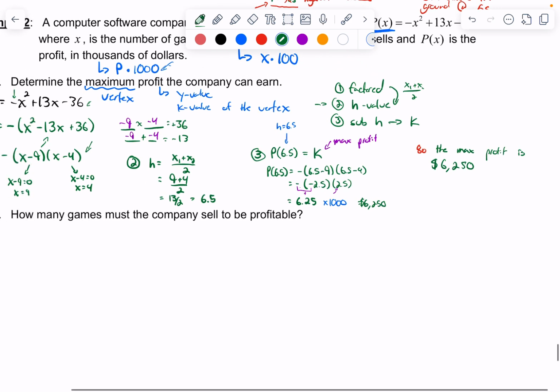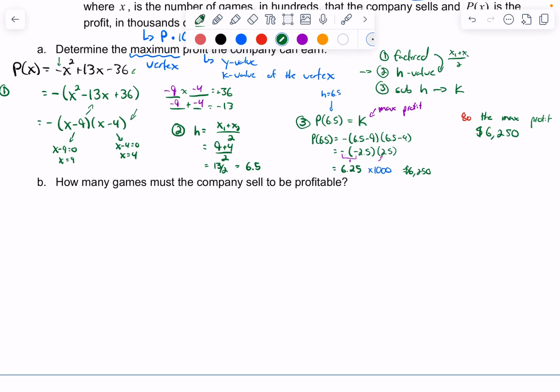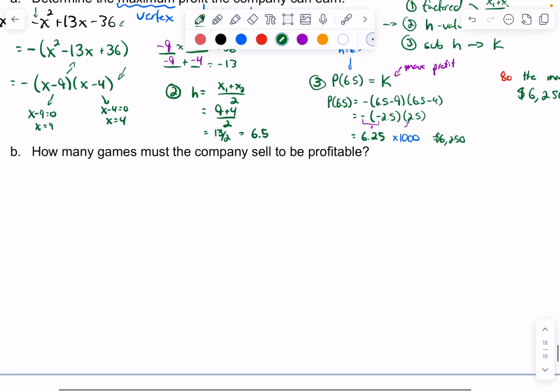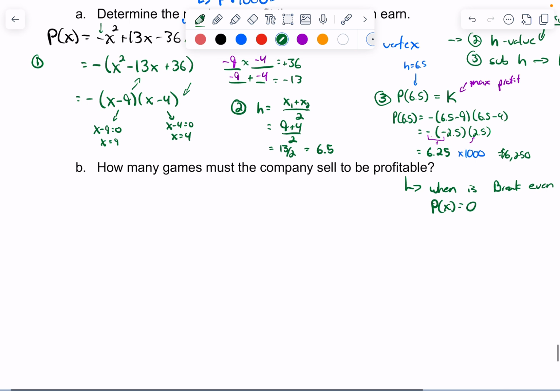Okay. Well, how many games must the company sell to be profitable? In this case, to be profitable, essentially what it's asking for is, when is the break-even point? And remember, break-even is when the profit is 0. So if we take our p of x equation and set it equal to 0 and solve for x, that would be how many games gives 0 profit.